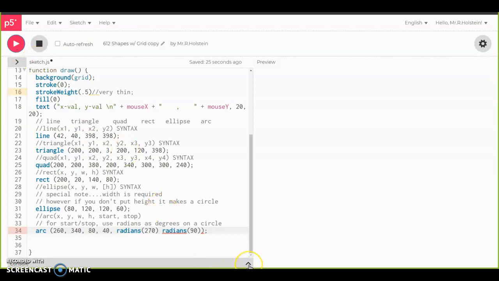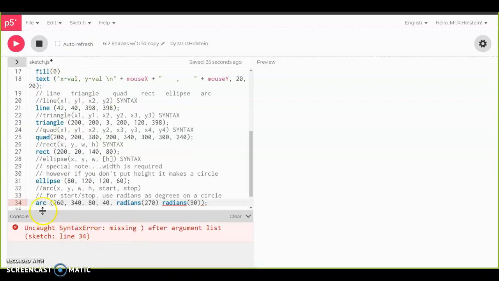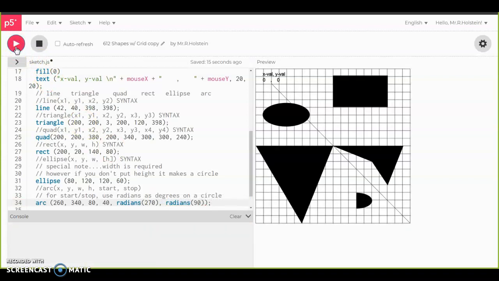Uh-oh, I think I have an error. Arc. So let's see. Did I spell radians wrong? Uncaught, missing. Okay, let's see. Oh, I know what I did. Look what happened right here. I forgot to put an extra comma. Let's run it again. Okay, there we go.